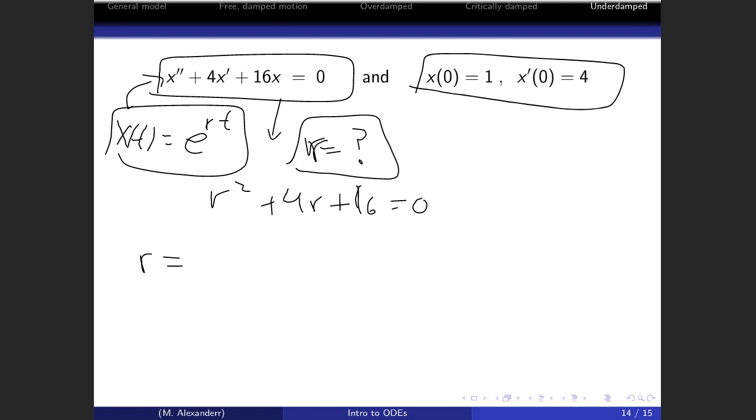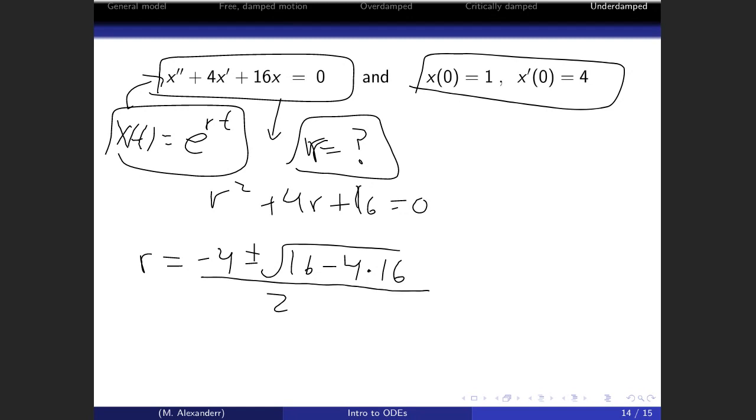And so the quadratic formula tells us that this is equal to negative b, which is negative 4, plus or minus the square root of b squared, which is 16, minus 4ac, which is 16. Divide the whole thing by 2a, which is just 2. Now, if you simplify this a little bit, then you get negative 2 plus or minus, and then this becomes a square root of negative 3 times 16, divide the whole thing, the square root part, by 2.